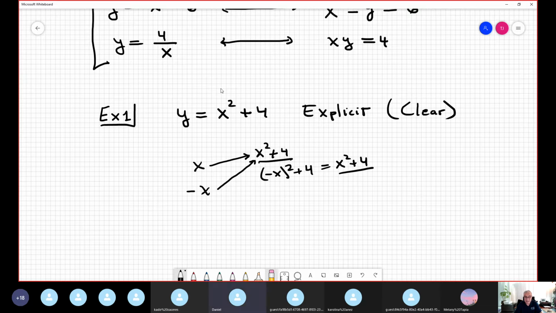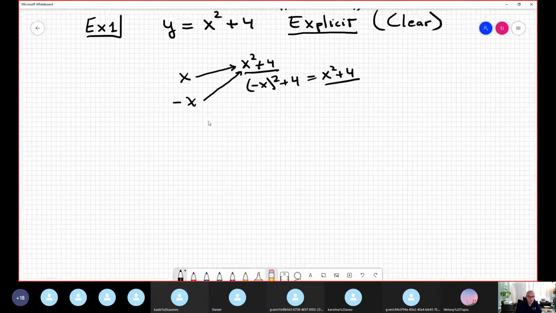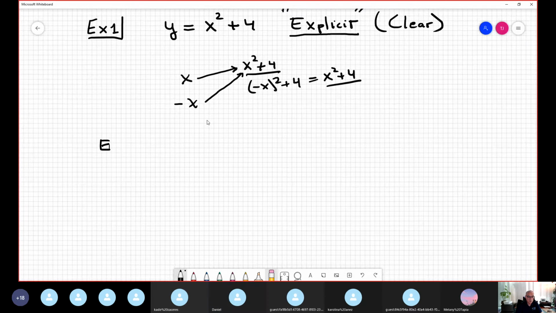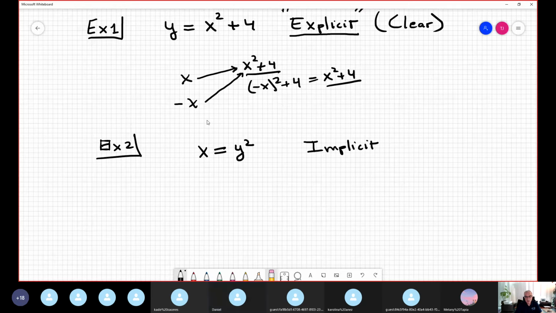And this case was easy because the equation is given in explicit form. But sometimes it's confusing. Suppose this example, example 2. In example 2, you have, for example, x is equal to y squared. Is it already explicit? No, it's implicit. Why is it implicit? Because y is not isolated. So it's unclear.